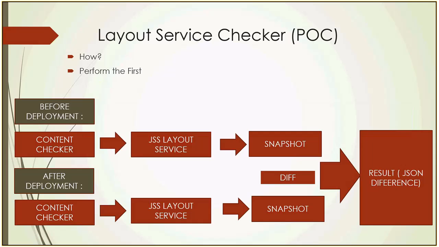So how does the tool work? Well, before the deployment, you run the layout service checker to perform the snapshots of the desired pages, and the tool will consume the JSS layout service and save those items in a JSON format locally. In step 2, after the deployment, or after you change a lot of items, the user will run the tool again, perform another snapshot of those pages, and then perform the comparison of the JSON results provided by the JSS and show you the difference.